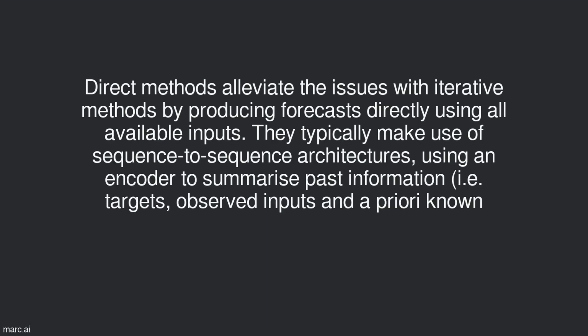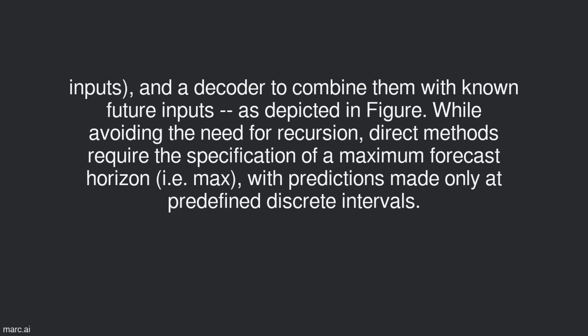Direct methods. Direct methods alleviate the issues with iterative methods by producing forecasts directly using all available inputs. They typically make use of sequence-to-sequence architectures, using an encoder to summarize past information, i.e. targets, observed inputs and a priori known inputs, and a decoder to combine them with known future inputs, as depicted in the figure. While avoiding the need for recursion, direct methods require the specification of a maximum forecast horizon, i.e. τ_max, with predictions made only at predefined discrete intervals.